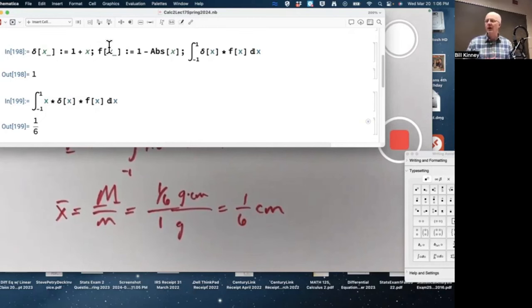Did it on Mathematica as one integral from -1 to 1. If you had to do it by hand, since f of x was 1 minus the absolute value of x, you'd want to split it up into two integrals and add the results. One from -1 to 0, one from 0 to 1. Add the results.